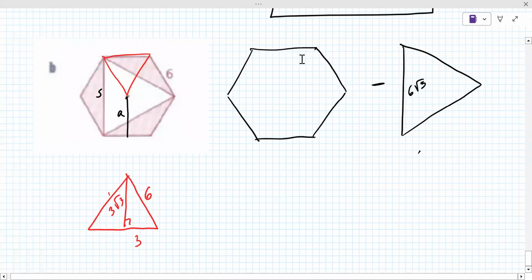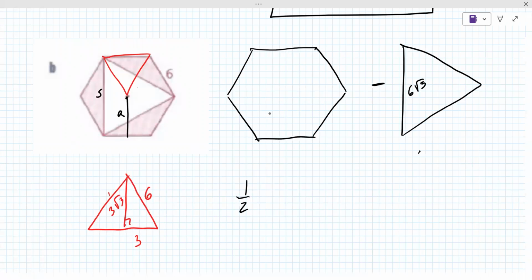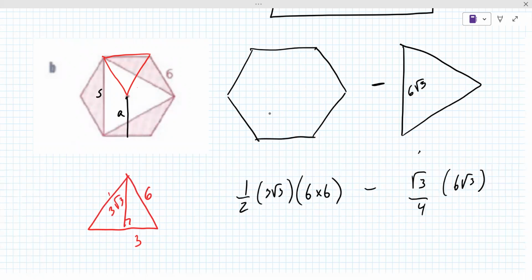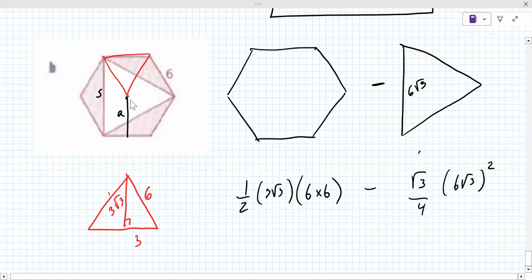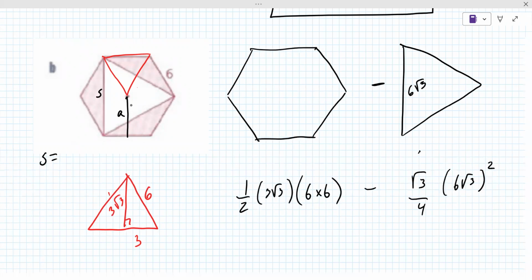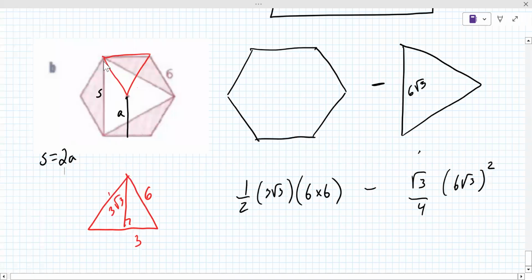So the area of the hexagon is 1/2 the apothem, 3 root 3, times the perimeter, 6 times 6, minus square root of 3 over 4, 6 square root 3 squared. And does that 6 root 3 come from using the apothem because it's relative to the base, so it would bisect it, so that's why it would. It's 2 times the apothem to get the side length, because these are parallel. You're supposed to presume they're parallel. I don't know if that answers your question or not.